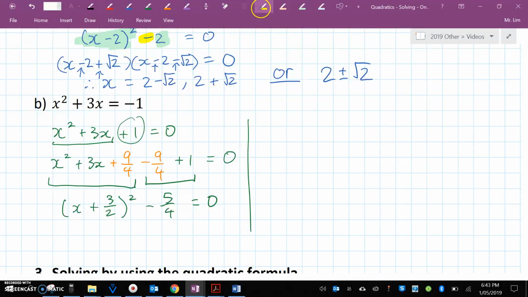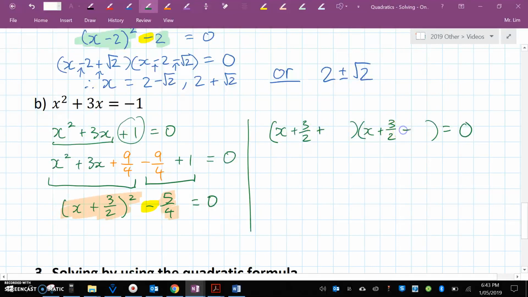This is a difference of 2 squares. Here's our first square. Here's our second square. Let's prepare our brackets. Square root of the first term is x plus 3 over 2. Put our plus sign, put our minus sign. Square root of the second term is root 5 over 4.